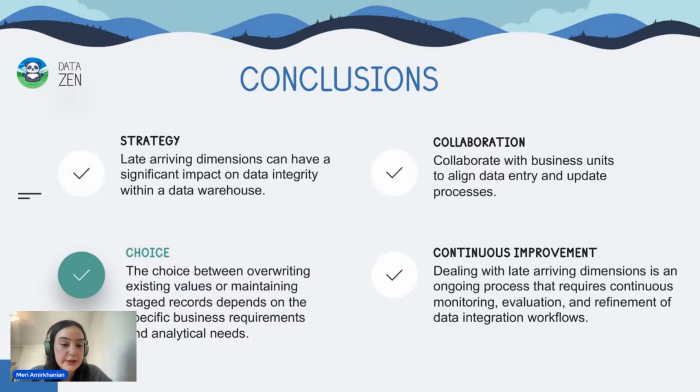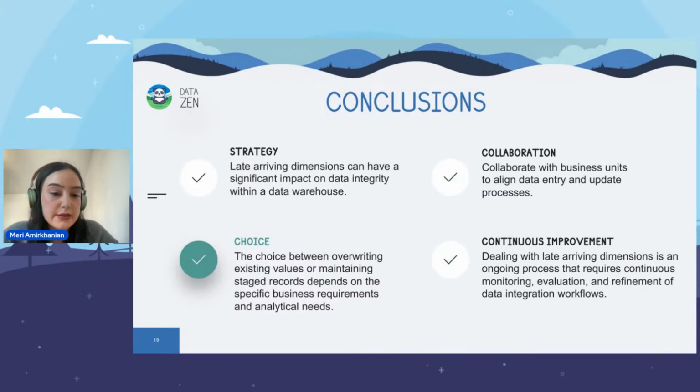of your data, whether it be overwriting existing values or staging records. This all depends on the business requirements and analytical needs. And lastly, it's continuous improvement, because once you've developed the strategy for handling those late arriving dimensions, you should remember that it's an ongoing process. So you should constantly monitor, reevaluate, and refine your strategy so that it suits the ever-changing business needs, and also to be able to cope with use cases that you were not aware of, but they appear.